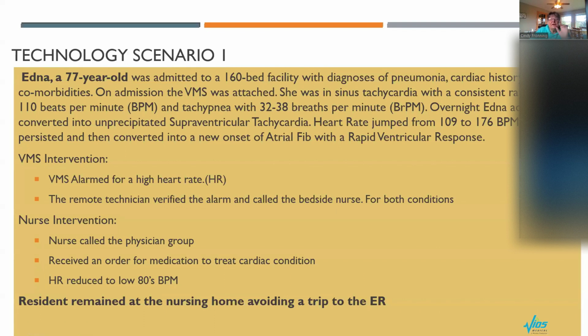So let's look at a scenario based on technology. Edna, who was 77, was admitted to a 160-bed facility with the diagnoses of pneumonia, cardiac history, and a lot of comorbidities. On admission, the VMS, or the Vios Monitoring System, was attached. It showed she was in sinus tachycardia with a consistent rate of about 110 per minute, and she had tachypnea that was 32 to 38 breaths per minute.